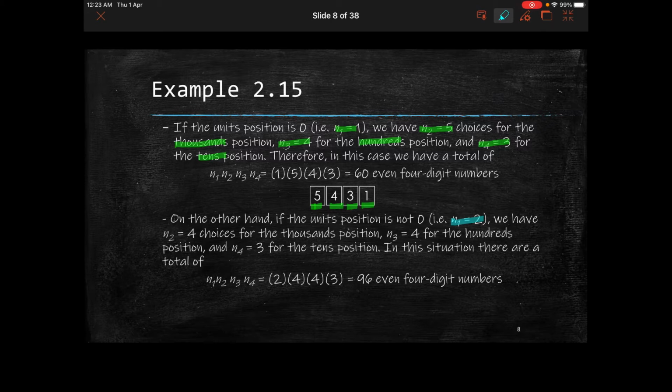So we have n2 equals 4 for the 1000 position, n3 equals 4 for the 100 position, and n4 equals 3 for the 10 position. In this situation, there are a total of 96 even 4-digit numbers. So you can see the arrangement here from the unit, tens, 100 and 1000 position.